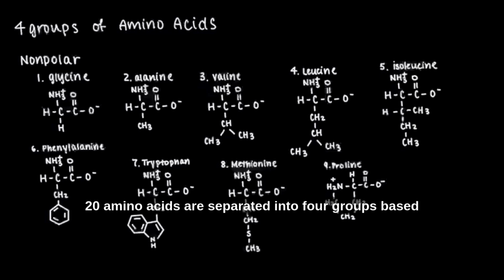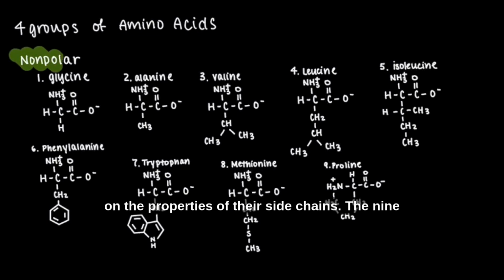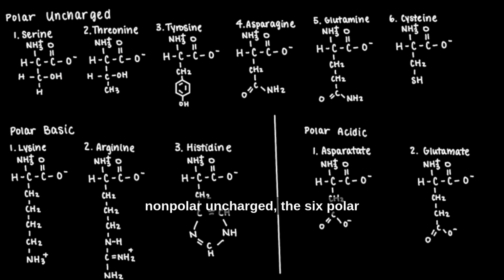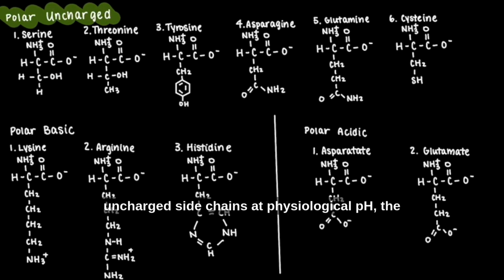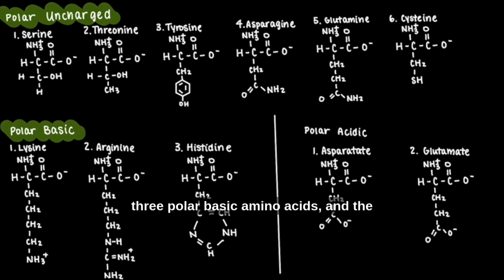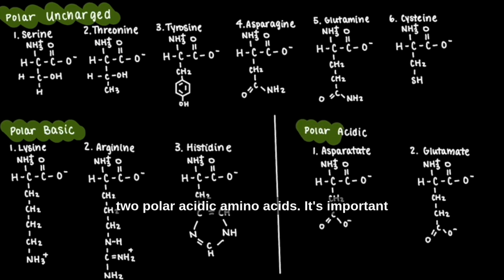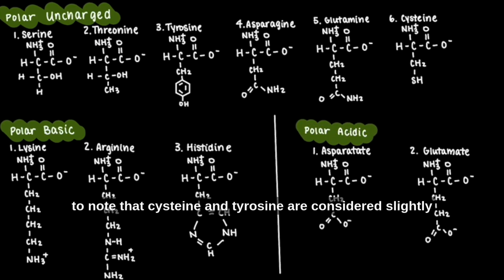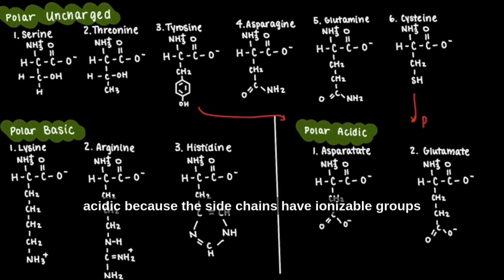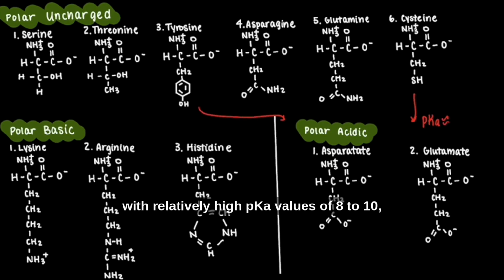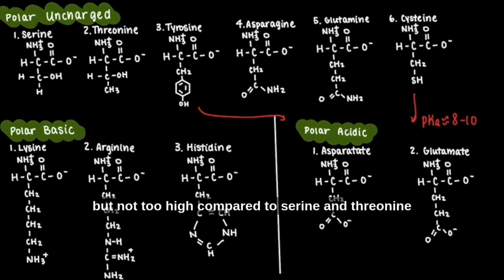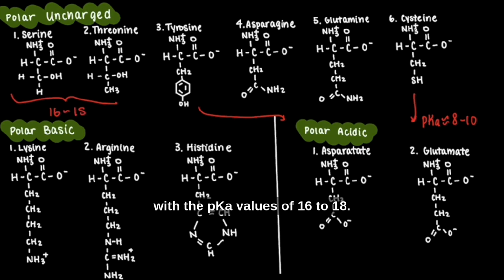The 20 amino acids are separated into 4 groups based on the properties of their side chains: the 9 nonpolar uncharged, the 6 polar uncharged side chains at physiological pH, the 3 polar basic amino acids, and the 2 polar acidic amino acids. It's important to note that cysteine and tyrosine are considered slightly acidic because the side chains have ionizable groups with relatively high pKa values of 8 to 10, but not too high compared to serine and threonine with the pKa values of 16 to 18.